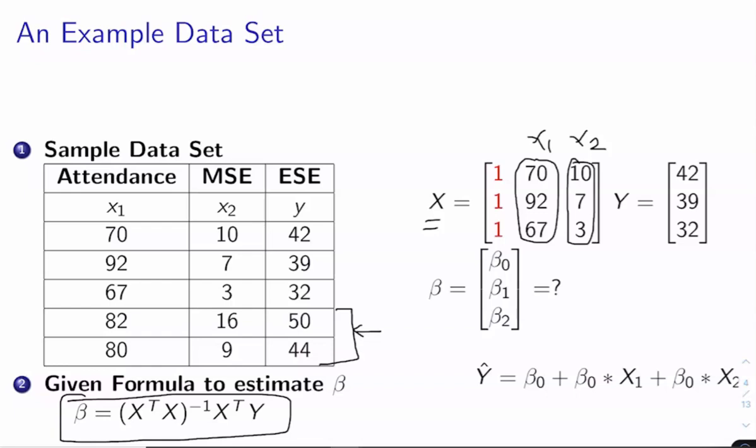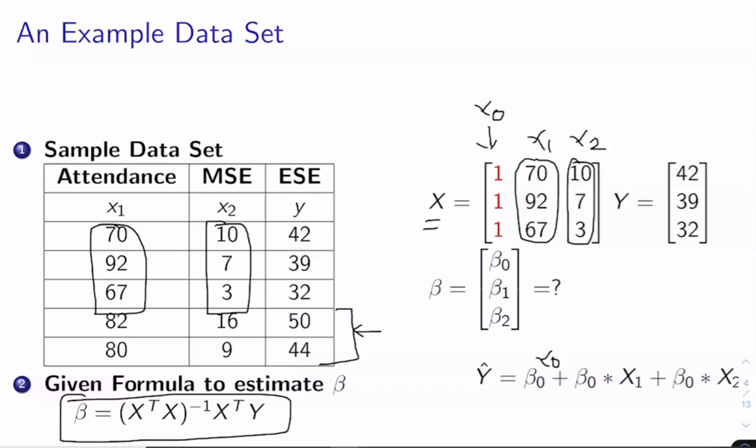See, x1: 70, 92 and 67 is one input vector. 10, 7, 3 is another input vector. And in addition to that, I have added one more input vector called x0, which is the constant, and it always takes the value 1. And this x0 represents the vector for beta 0 times x0.